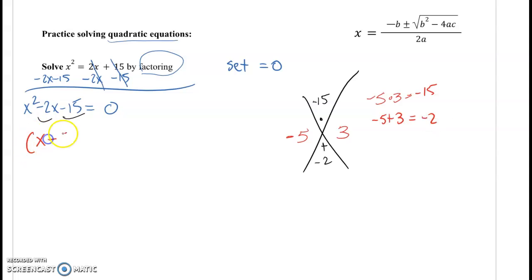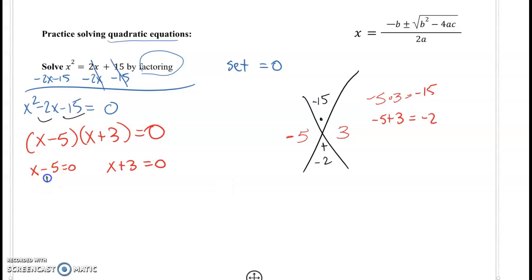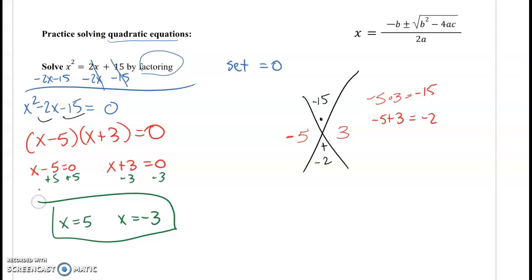So the one thing that didn't go well on our last test was you have to remember those are not our answers. Those are the numbers we write our factored form in. Those are not our solutions. Remember, to get our solutions, we have to take our individual factors, our x minus 5 and our x plus 3, and we have to set each of those equal to 0, and we have to solve. In this case, our two solutions are x equals 5 and x equals negative 3. So that's a little reminder of factoring.